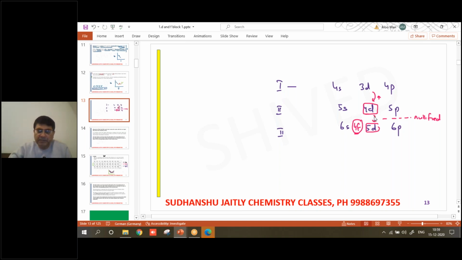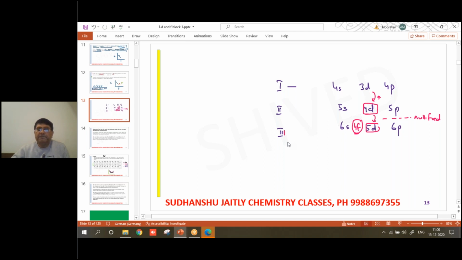I repeat, why does the third transition series element, the 5D, have practically similar size as compared to the second transition series, those in which 4D fills? The answer is, before filling the third transition series 5D subshell, the 4F subshell is being filled. Full stop. Break the paragraph here when you write the answer.